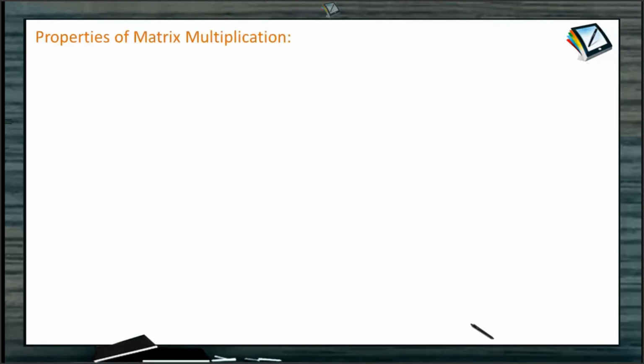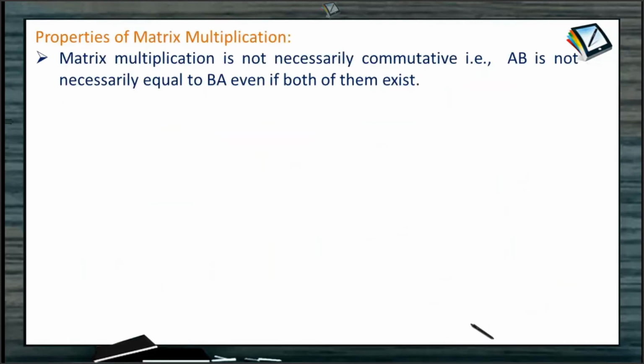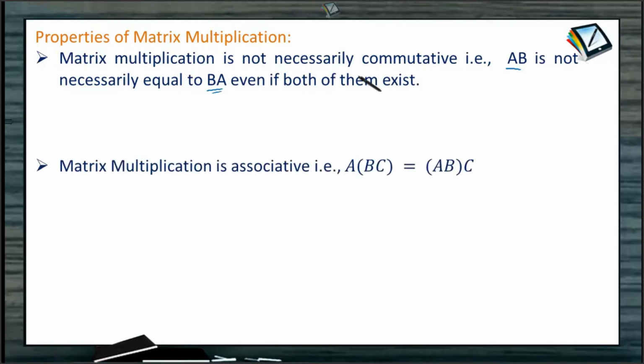Let's look at some of the important properties satisfied by matrix multiplication. The example we have just seen indicates this property. Matrix multiplication is not necessarily commutative. That is, A into B is not necessarily equal to B into A, even though both of them might exist, right? Existence is itself a problem, but even in case they exist, they may not be equal. Matrix multiplication is associative.